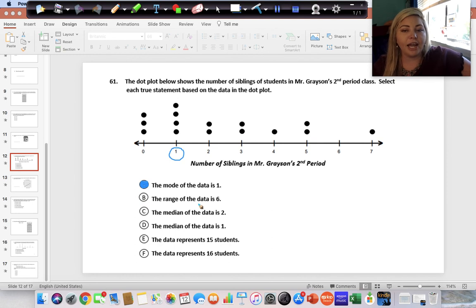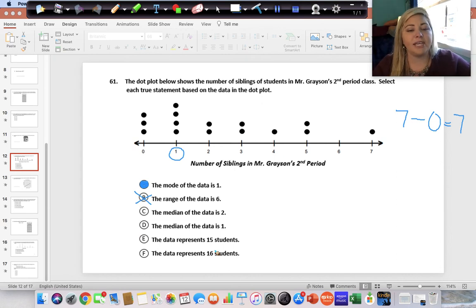The range of the data is 6. Well, to find the range, you have to take the biggest, which is 7, and subtract the smallest, which is 0. 7 minus 0 is 7, and it's not 6. The median of the data is 2.